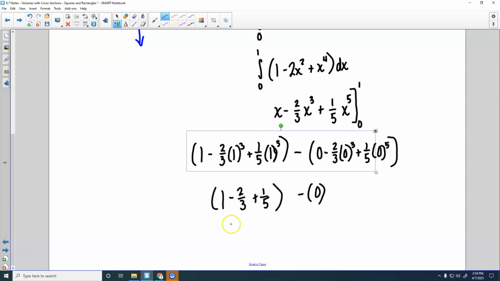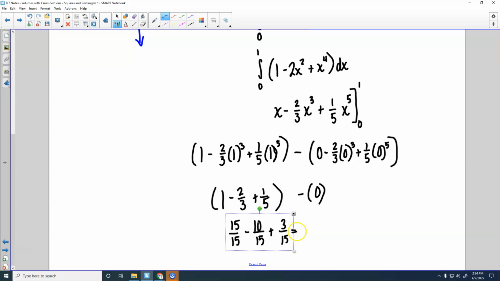And so if we get common denominators there, we'll get 15 over 15 minus 10 over 15 plus 3 over 15. And we will get 8 over 15 will be our volume there.